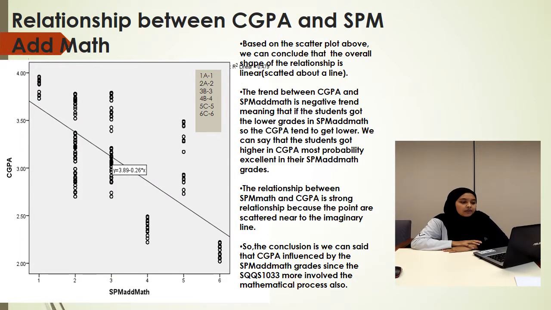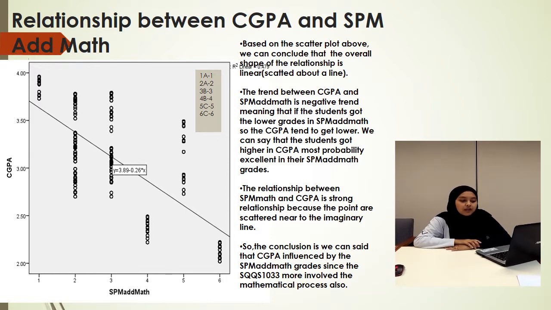Between CGPA and SPM MAT. Based on the scatter plot above, we can conclude that the overall shape of the relationship is linear. The trend is a negative trend, meaning that if the student got a lower grade in SPM MAT, the CGPA tends to get lower. The relationship between SPM MAT and CGPA is a strong relationship because the points are scattered near to the imaginary line. So the conclusion is we can say that CGPA is influenced by the SPM MAT grade since SQQS is more involved in mathematical process also.